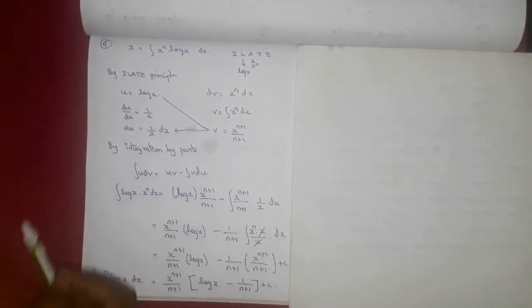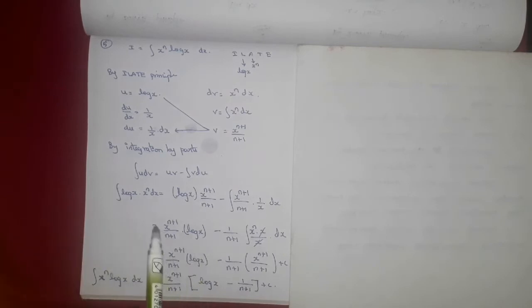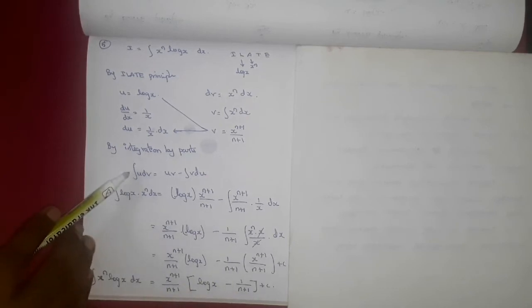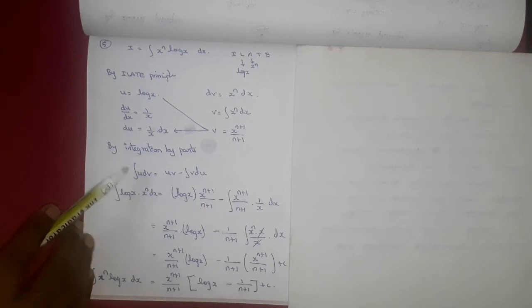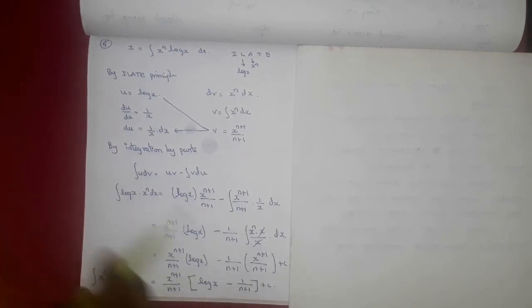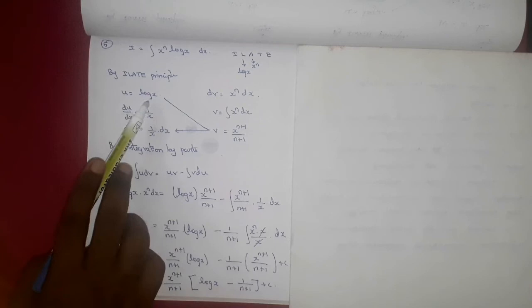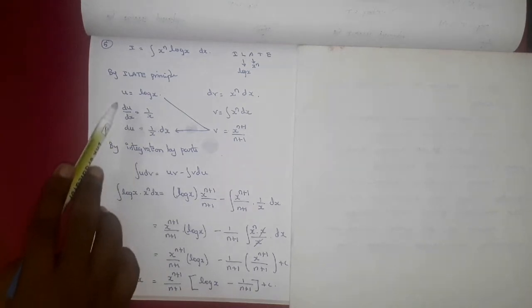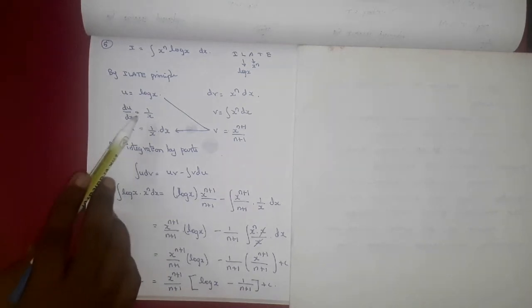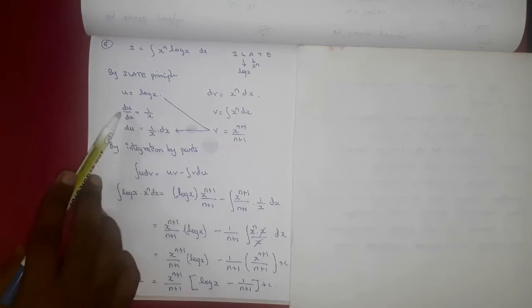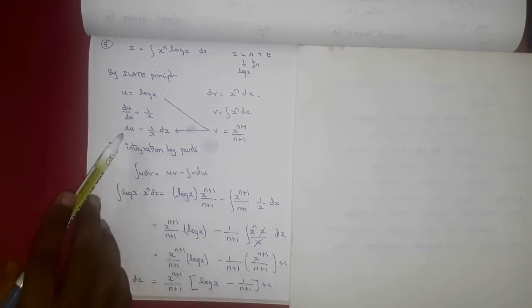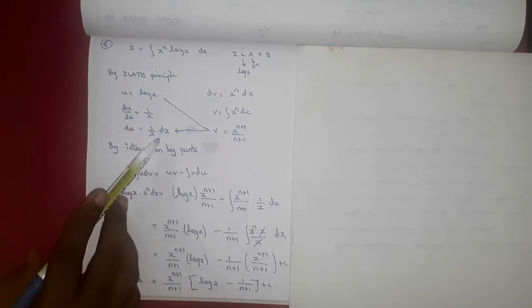Since we have log x in our integral, we can apply the standard form of the integration by parts formula, that is integral u dv equal to uv minus integral v du. We need only three values: u, v and du. If u equal to log x, then when you differentiate, du by dx equal to 1 by x. We want only du, so take dx to the other side: du equal to 1 by x into dx.